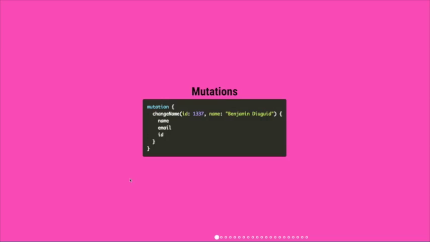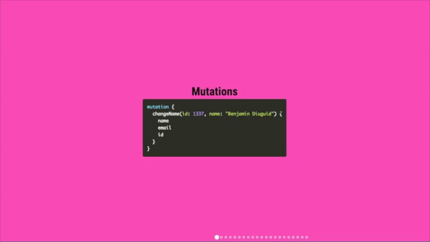Mutations. So we haven't talked about mutations yet. But essentially, from GraphQL's perspective, it's just a function. I pass it an ID and a name, and I'm passing it to the change name mutation. Behind the scenes, it can do whatever it wants. But in this example, it's going to fetch my user based on the ID, replace name with whatever I pass it, and then return a person. So it returns back a person.